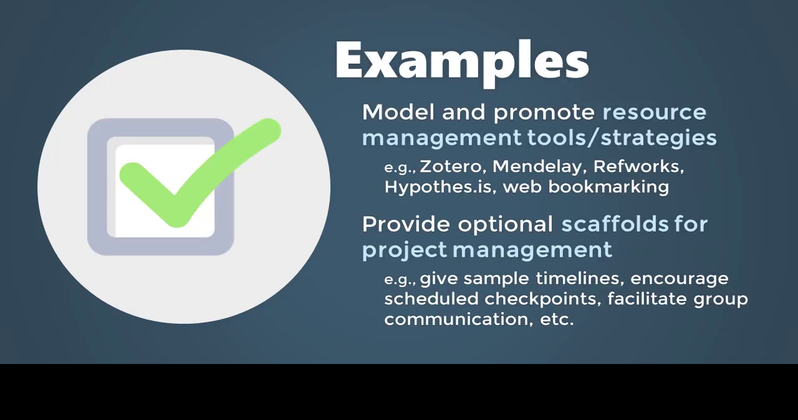Let's check off our last boxes from the CAST checklist with a few examples. First, you can model and promote resource management tools and strategies. For example, software like Zotero, Mendeley, and RefWorks help people manage research sources and citations. Web bookmarking and annotation tools like Hypothesis can help us manage and collaborate on web-based content. Share with students how you manage your information.